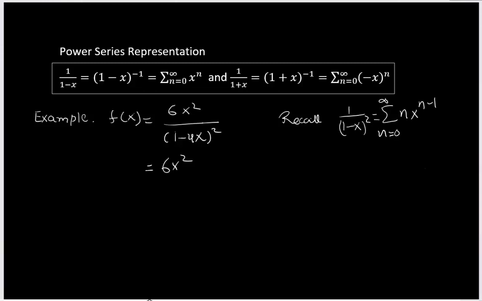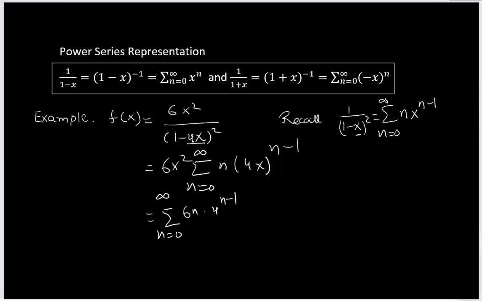So how you write this one is very straightforward. 6x squared. So I have here 4x and I have x. So I need to replace my x by 4x under the summation sign. n goes from 0 to infinity, n, and then we write (4x) to the n minus 1. All right. So what you see now, you can put everything under the summation sign if you want. To infinity, we have 6n times 4 to the n minus 1, and then x to the n minus 1 plus 2. So that gives me n plus 1. You know that, right?